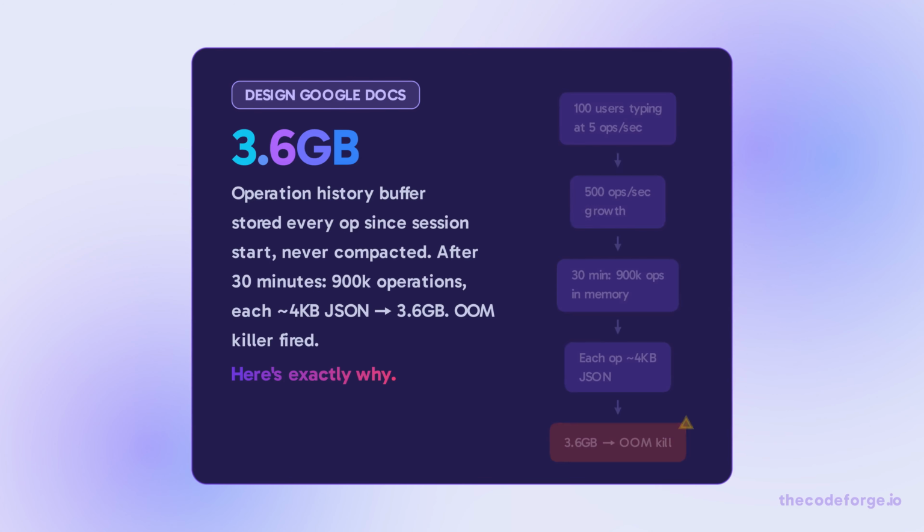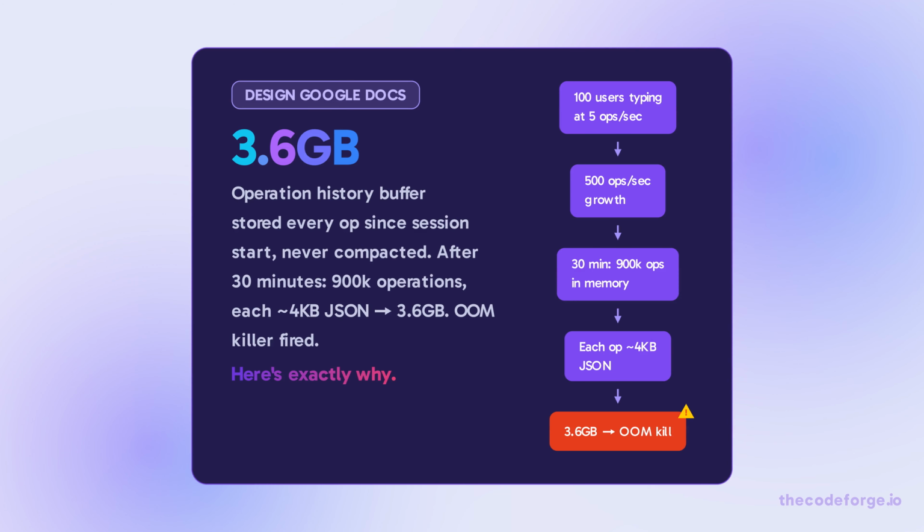A server with 100 concurrent editors was killed every 30 minutes. The culprit wasn't a memory leak. It was the operation history buffer storing every single operation since session start, never compacted. After 30 minutes, 900K operations consumed 3.6 GB of RAM.